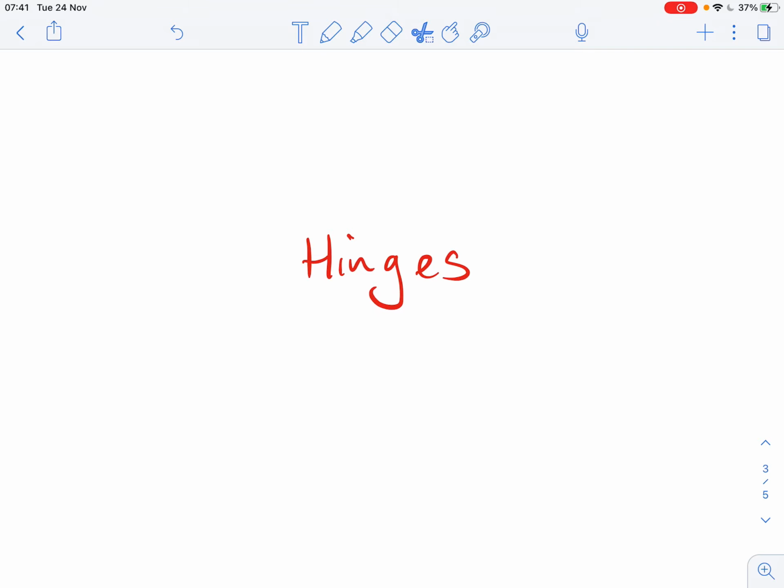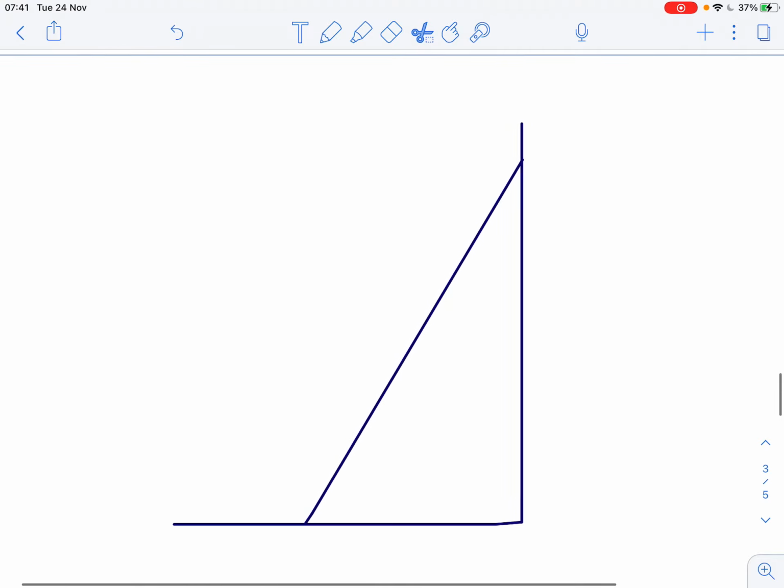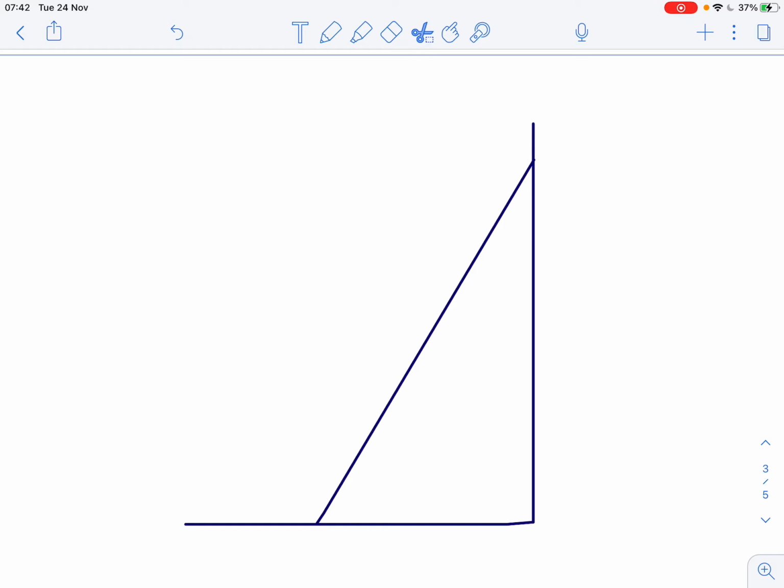These are very similar to our ladder models, but with a couple of key differences which we'll talk about. So first, let's start by thinking about what we already know with ladders. Okay, we have here a ladder next to a vertical wall.